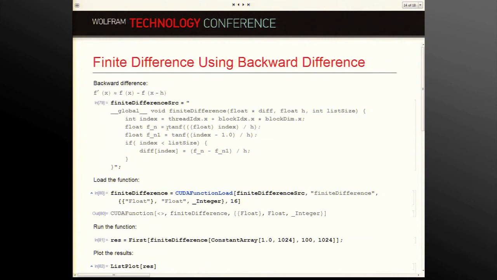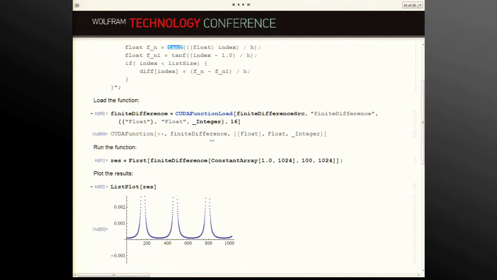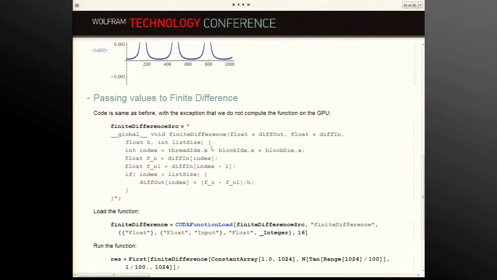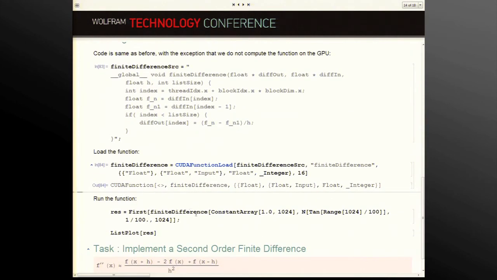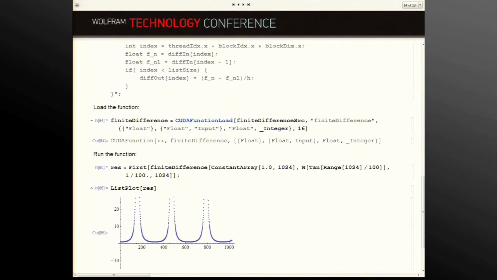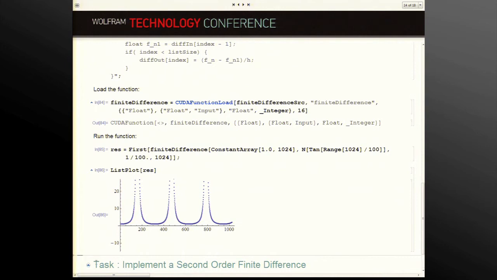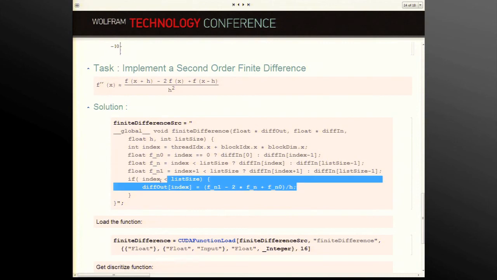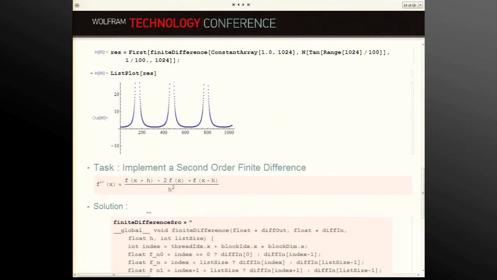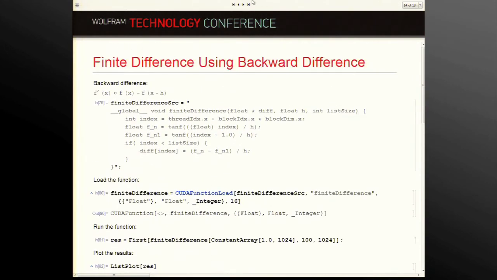Well, this works for this function, tangent of f. But what if I have a more exotic function that is not supported in CUDA or OpenCL? In that case, I just send the samples. Here we have another example where part of the input to the CUDA function is a sample of the function values. This is a very quick prototype of how I can write a more general finite difference solver. Again, the task is to implement a second order finite difference. This is the scheme that you are going to use. The solution is given, so I just need to replace that for that. This is something you can start building on top of for more complex examples.